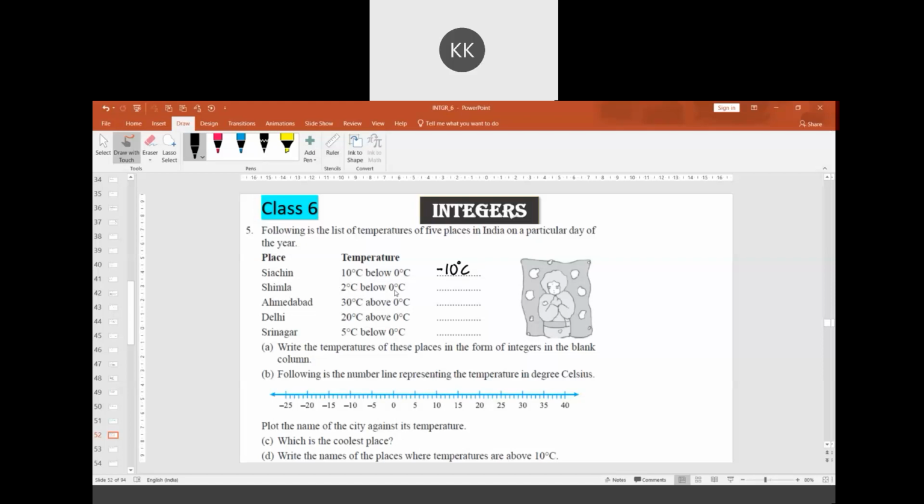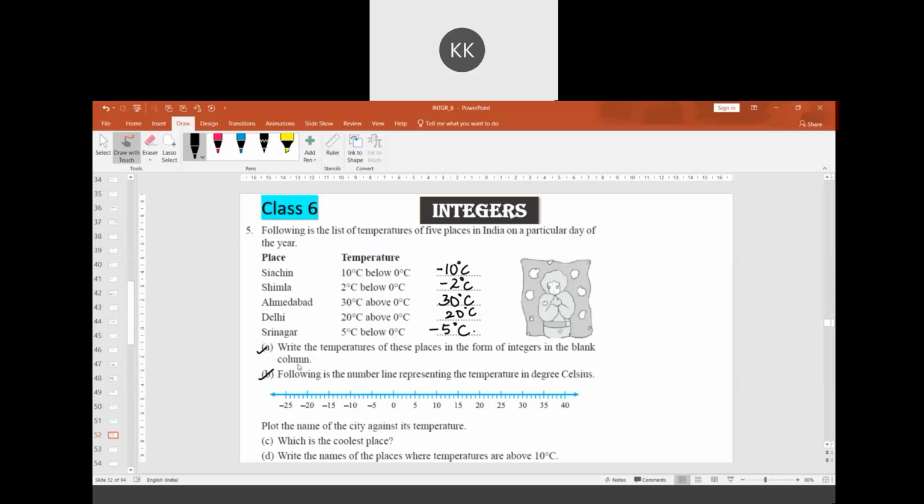Shimla is 2 degrees Celsius below zero. It means minus 2 degrees Celsius. Ahmedabad is 30 degrees Celsius above zero, so it has to be 30 degrees Celsius. When I write only 30 degrees Celsius, it means that it is a positive integer. Same is the case with Delhi, 20 degrees Celsius. But Srinagar is minus 5 degrees Celsius. First one, write the temperatures and the places in the blank.